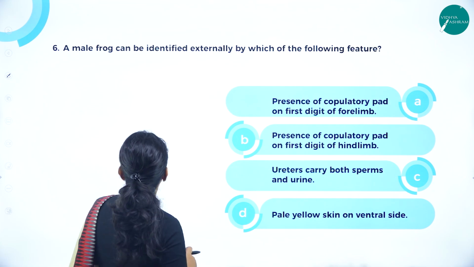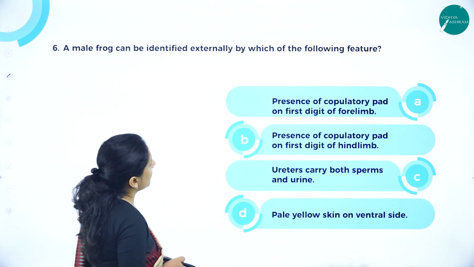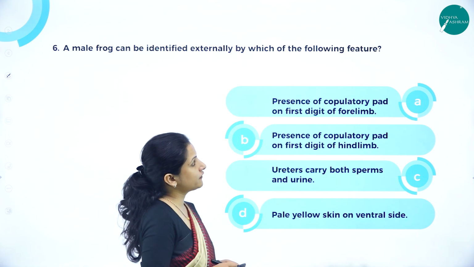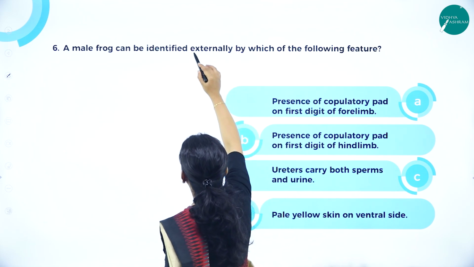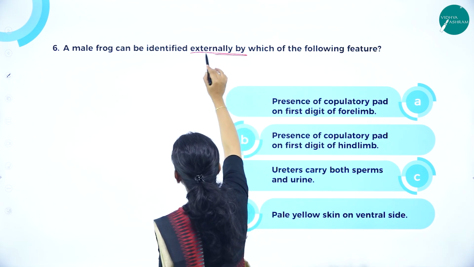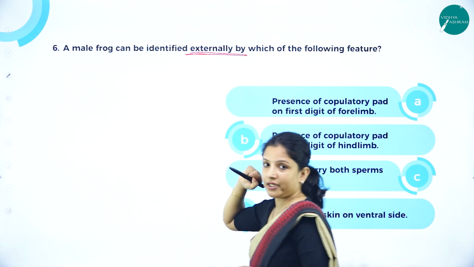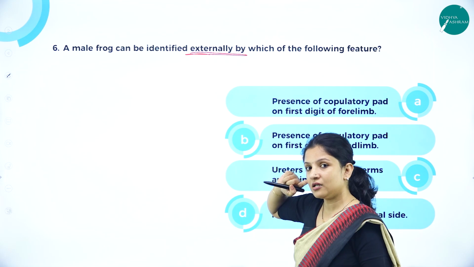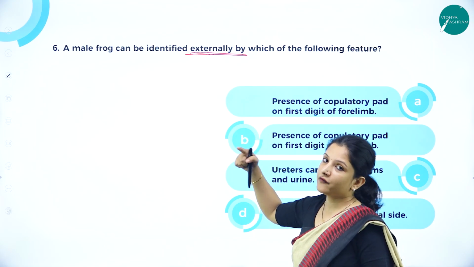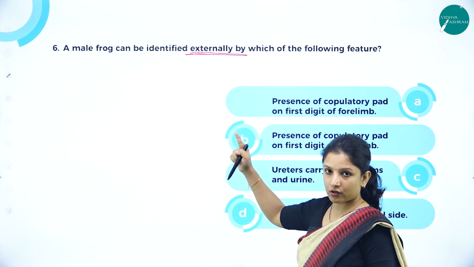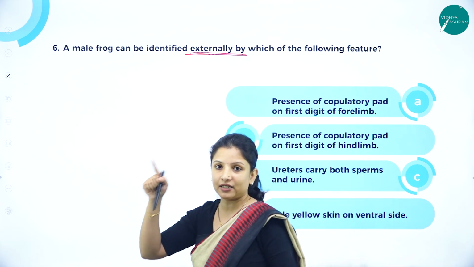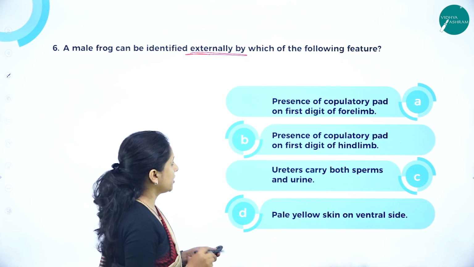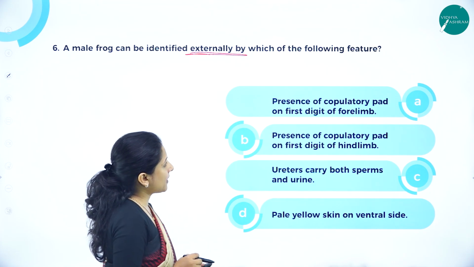Next question. A male frog can be identified externally by which of the following features? I have given here identified externally. Be very, very careful when you read the question. What I have asked here is morphologically, or externally by looking at the frog, how you can say this is a male and this is a female. That is the question. Now here, presence of copulatory pad on the first digit of forelimb.